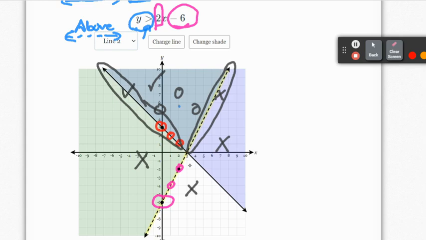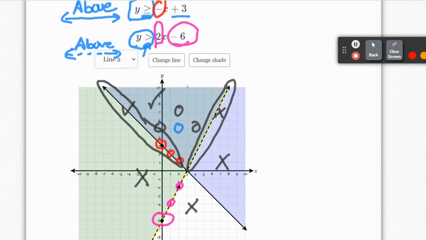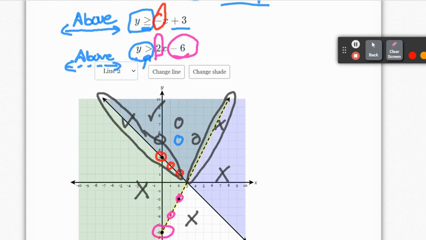So I'm going to click any single dot, pick it, and it would work in both equations up here. So if I picked (0, 7) and plugged it into this equation right here, 7 would be bigger than 3. If I plugged in (0, 7) to this one, 7 would be bigger than -6. It's true in both inequalities. And that's the whole point.